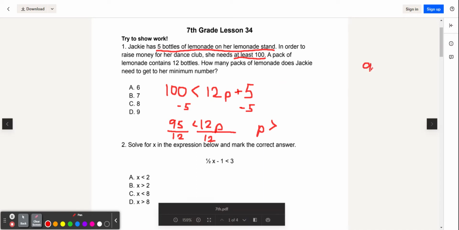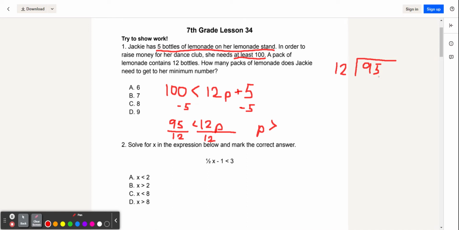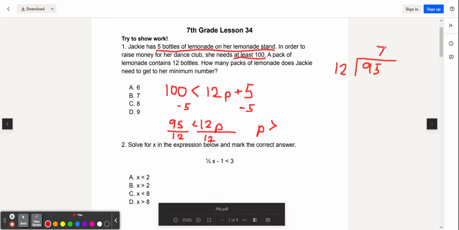Let's try using long division to find it. But since we'll be using whole numbers, since you can't buy half a pack or 0.349 or whatever of a pack, we don't need to do that much work. First, we can see that 12 goes into 95 not quite 8 times, it's 7 times. 7 times 12 is 84, leaving us with a remainder of 11.